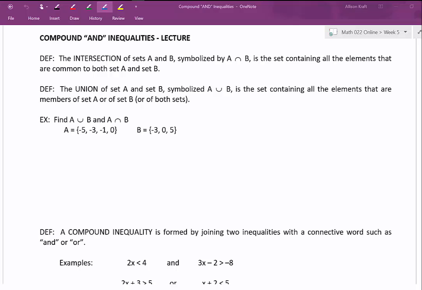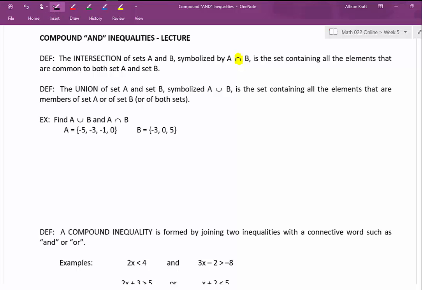In this lecture, we'll be discussing compound inequalities involving the connective word and. The intersection of sets A and B, symbolized with this intersection symbol right here, is a set containing all the elements that are common to both set A and set B.